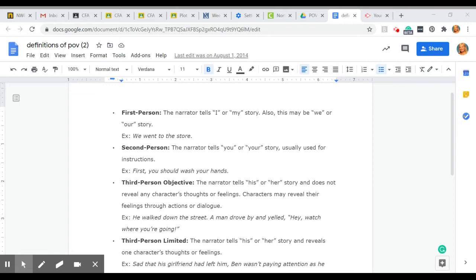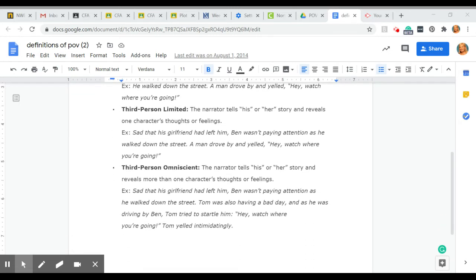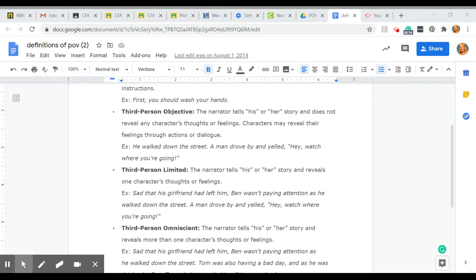Now here's where we're getting a little bit muddled. If you get into where they are telling a story about someone else, then you have to ask yourself, how many people's thoughts and feelings do I know? If you don't know anybody's thoughts or feelings, if you do not know what they are thinking or feeling, it is objective. Remember, the example was like in court, they only want to give you the facts.